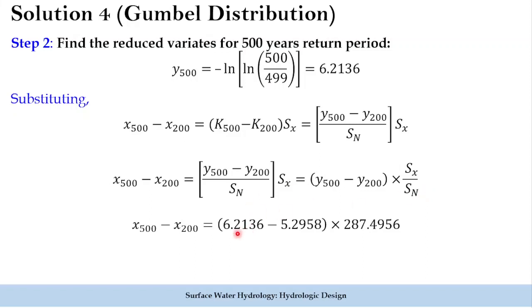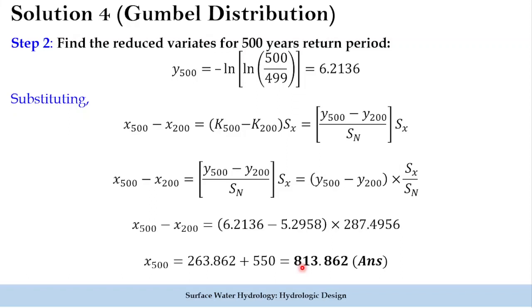We can substitute them as 6.2136 as y500, 5.2958 as y200, into the ratio that we obtained in the previous step. Multiplying them and bringing in x200, because this information is also known to us and already given in the problem, that is 550, and solving them, we obtained x500, which is the final purpose of this question, as 813.862 as the final response.